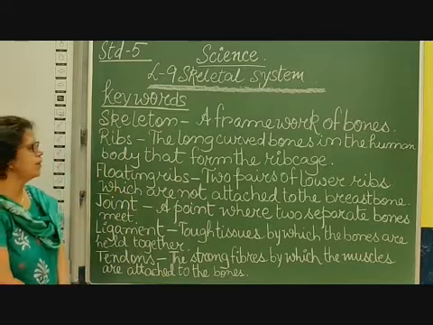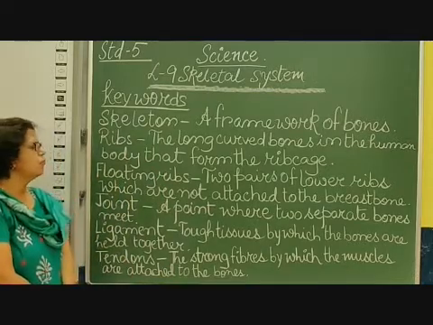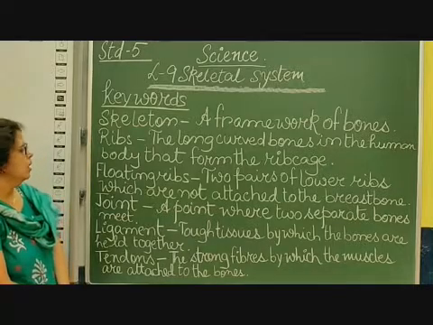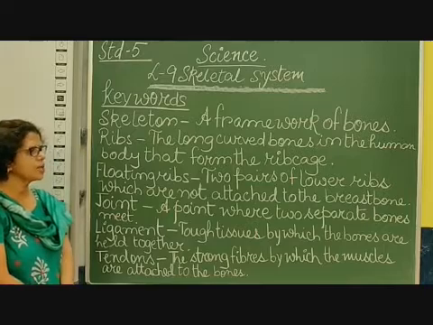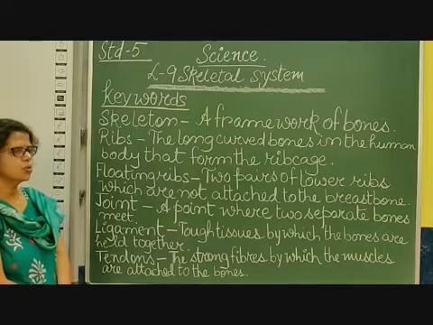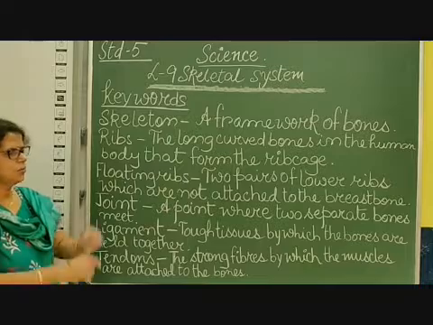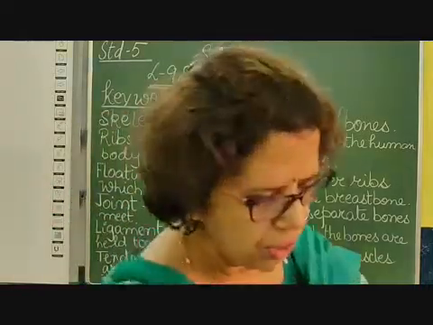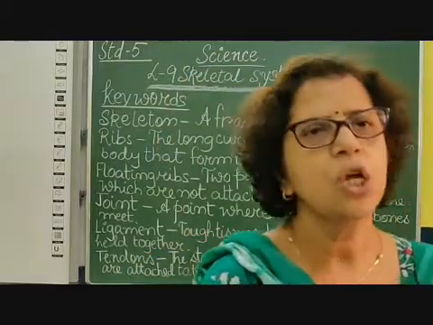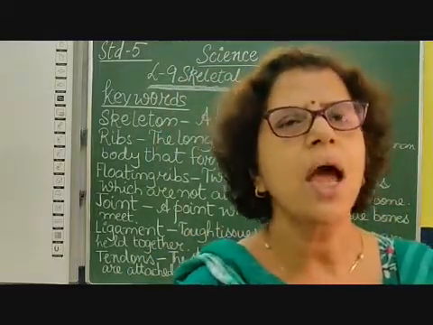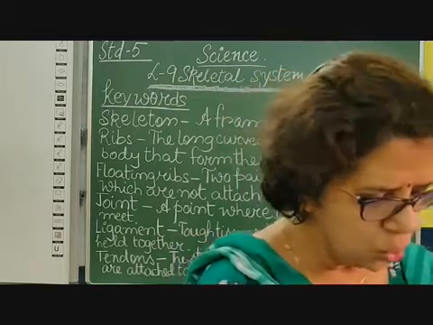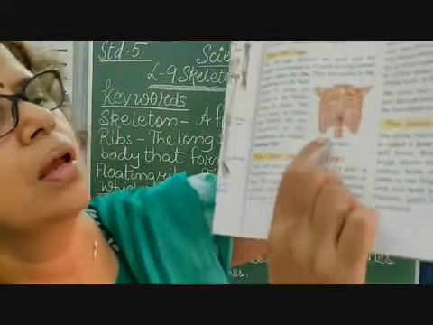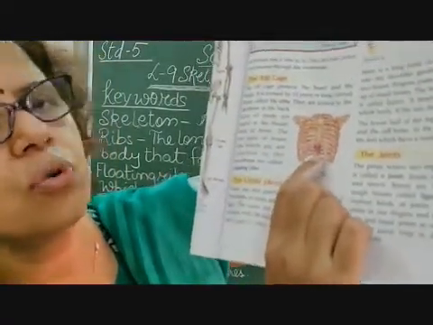Coming next, number 3 is floating ribs. Floating ribs, two pairs of lower ribs which are not attached to the breastbone. Now, as you know, in the rib cage we have many pairs of bones. There are actually 12 pairs of bones, and in that, the last two, if you see, are not attached to the breastbone. They are floating. They are not attached to the front part.